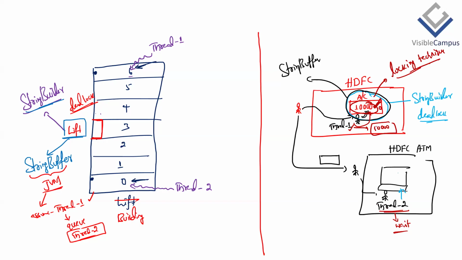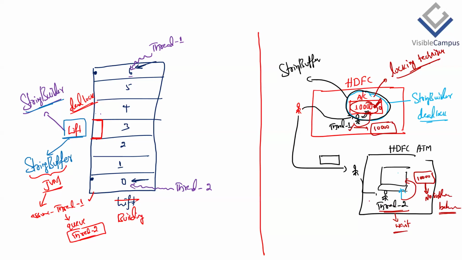Yeah. So after this, this person's withdrawal is over. Then who will get the access? Thread 2 will get the access. This person will also try to withdraw 10,000. What will he get? No sufficient balance. Yeah, so this is the actual scenario.